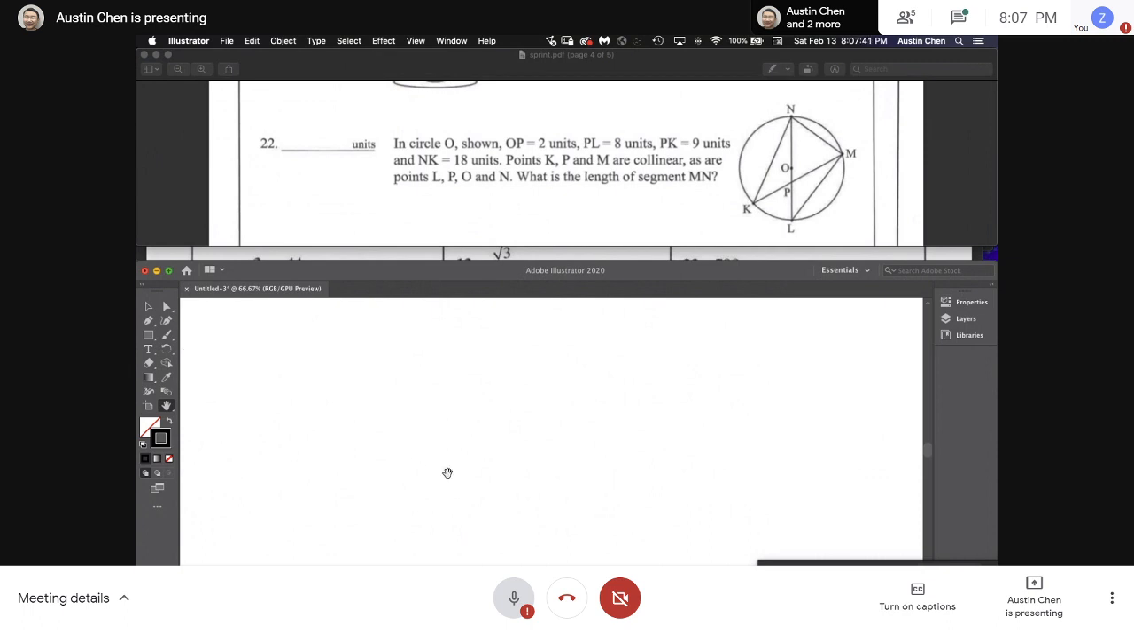Okay. The circle O as shown. OP is 2 units. PL is 8 units. PK is 9 units, and NK is 18 units. Points K, P, and M are collinear, as are points L, P, O, and N. What is the length of segment MN?